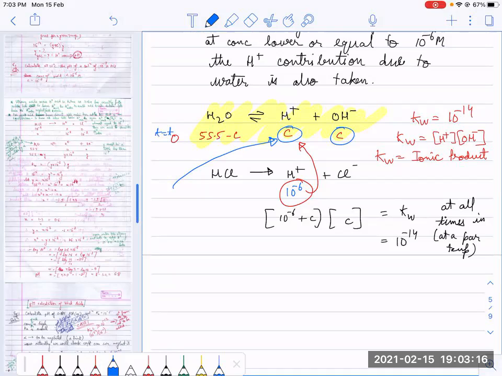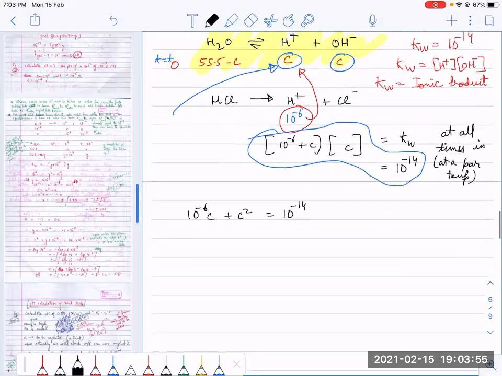So this is the way we calculate C, and then we'll put C back into it and calculate 10 to the power minus 6 plus C. This is a quadratic equation. Please tell me, can you solve this quadratic equation? 10 to the power minus 6 plus C into C is equal to 10 to the power minus 14. Or should I solve it for you? We'll solve it, sir. All right. Please see: 10 to the power minus 6 C plus C square is equal to 10 to the power minus 14.